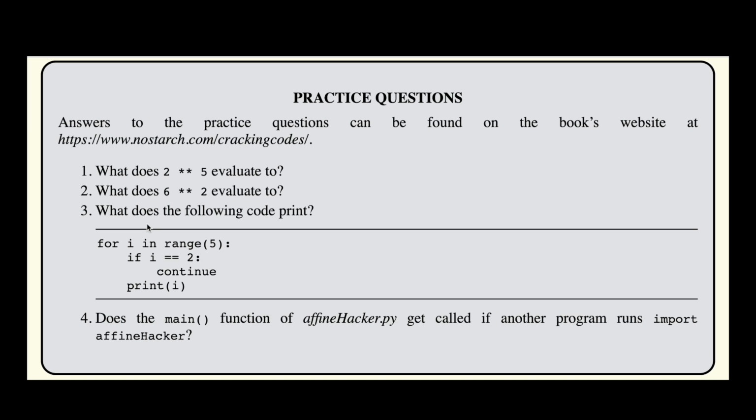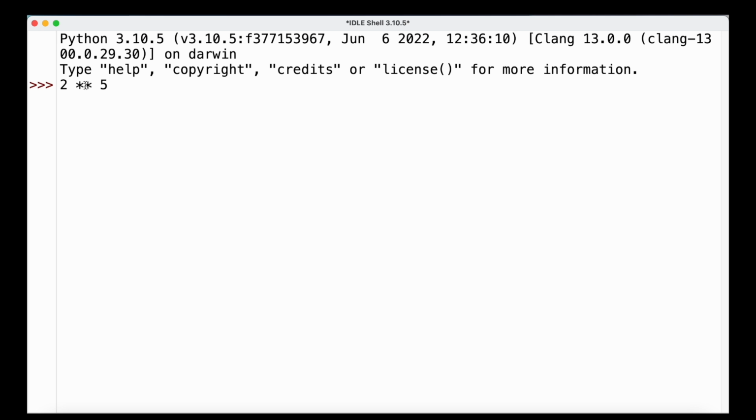Let's have a look at the practice questions. The first question is, what does 2 to the power of 5 evaluate to? So we know that we can use the exponent operator to raise a value, for example 2 to the power of 5. In this case, this is going to be equivalent to multiplying 2 times 2, 5 times, which is a value of 32. And we can check that in IDLE. So if we type in 2 to the power of 5, we can see that's a value of 32, which is equivalent to 2 times 2 times 2 times 2 times 2, so a total of 5 times, which of course also is equal to 32.